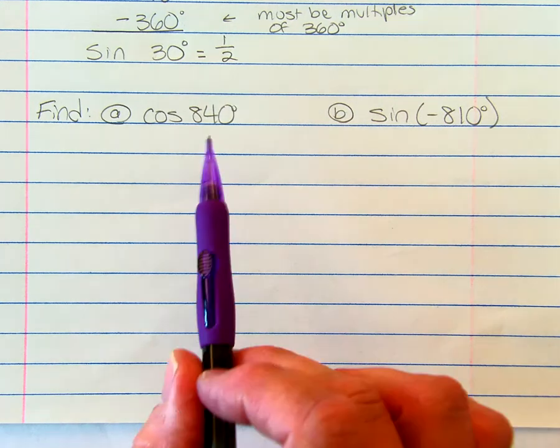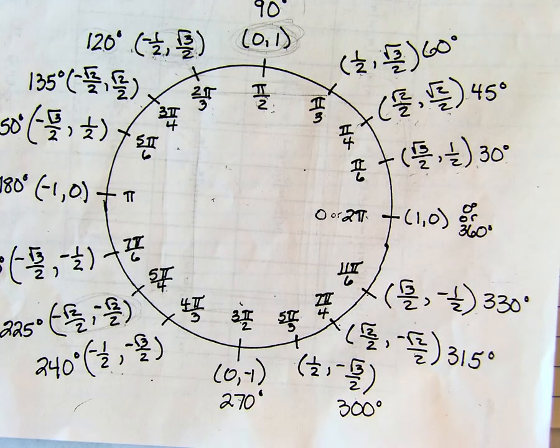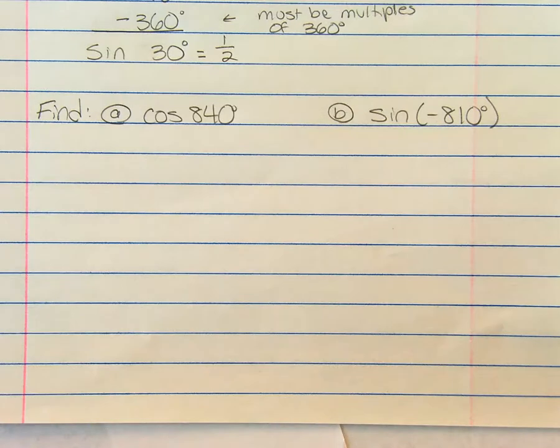So 840 is obviously way too big. If I asked you to find the cosine of 840, and you look on the unit circle, you say, yeah, it only goes up to 360. So I need to reduce this number down in multiples of 360 until I can find it on the unit circle. So let's look at the calculators.